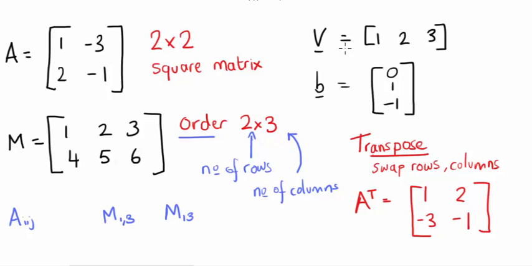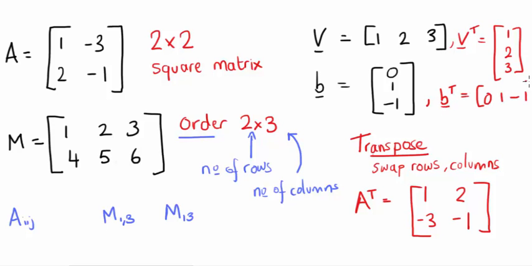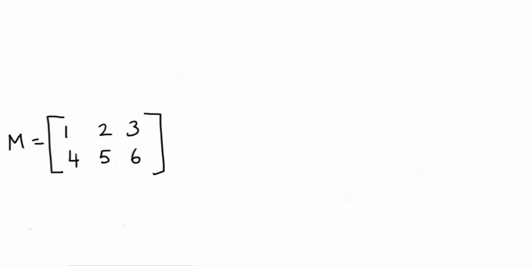We can also transpose vectors, so v transpose, for example, will be this array here, and b transpose will be this array here. Notice the notation that I'm using for a transposed matrix, which is a superscript T. Another form of notation that is also accepted for the transpose is a prime, like this. Again, I tend to use the T notation here because the prime can sometimes be ambiguous in some contexts.